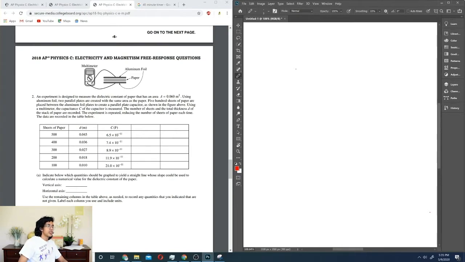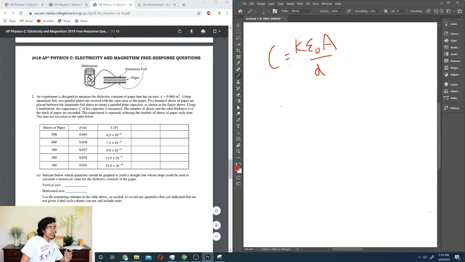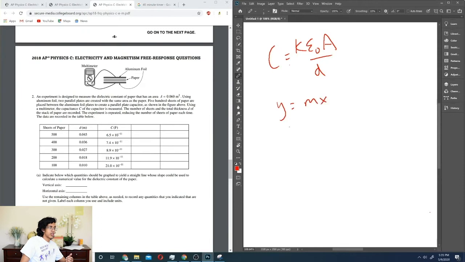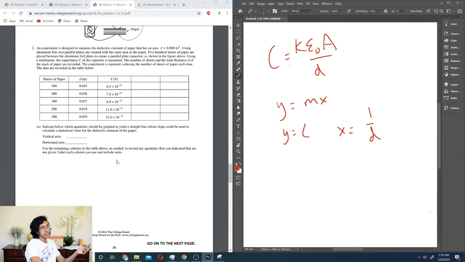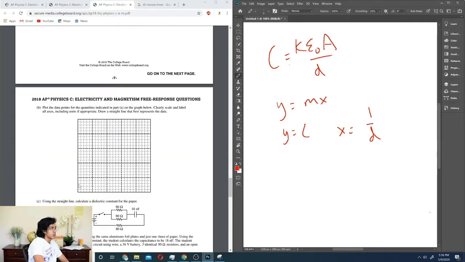So, we know that our capacitance, C, is equal to epsilon 0 A over D, and if you have a dielectric, it becomes K. So, our D is changing, so we want to find the dielectric constant. So, it's basically like y is equal to mx, and our y could equal C, and then our x could equal 1 over d. Or it could be KA over d, but you could just use the slope, so I'm going to go with 1 over d because that makes sense. And on the actual test, I would label the column 1 over d, 1 over meters, and then I would calculate it out. Okay, and then you plot it.